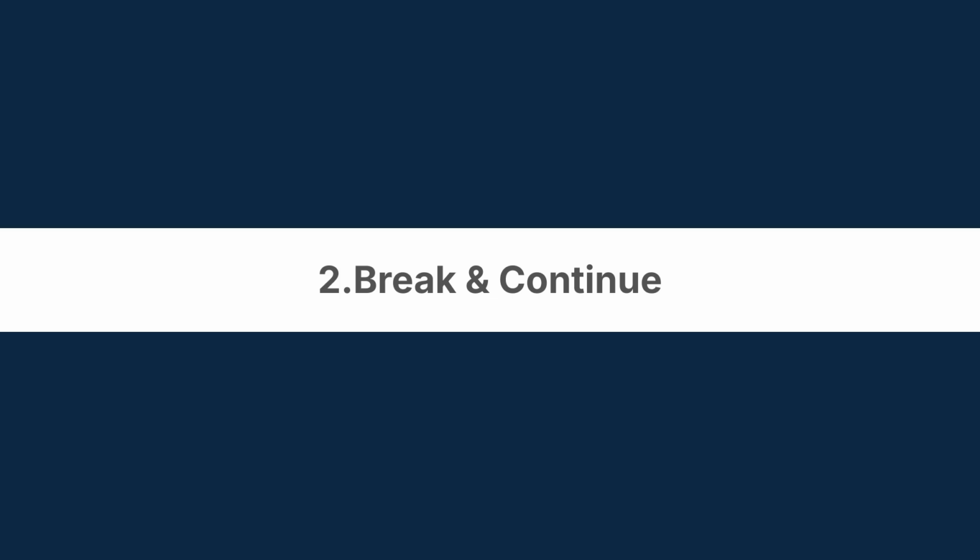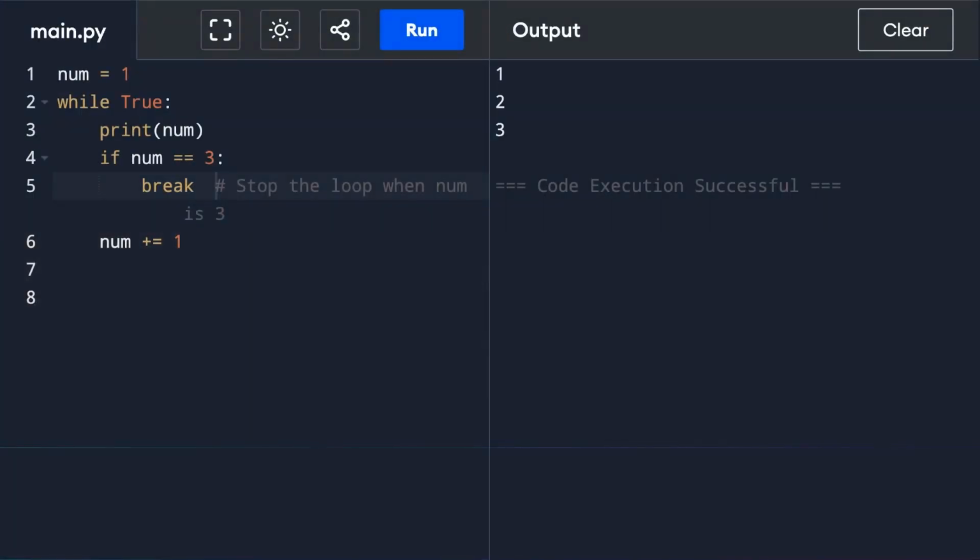2. Break and continue. This is an example of using break. The goal is to print numbers starting from 1 and stop when the number reaches 3. Look at the while True. True means always true. This is called an infinite loop. Normally this loop never stops unless we use a break. So Python will keep running the loop until we tell it to stop.